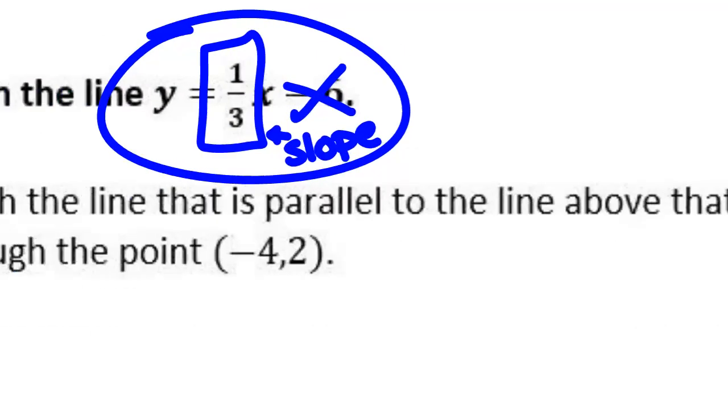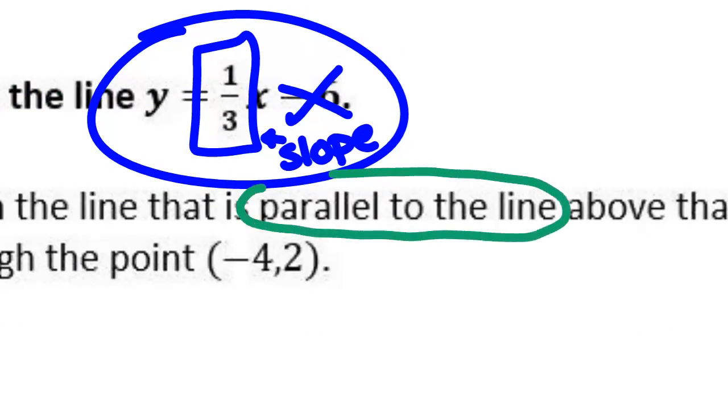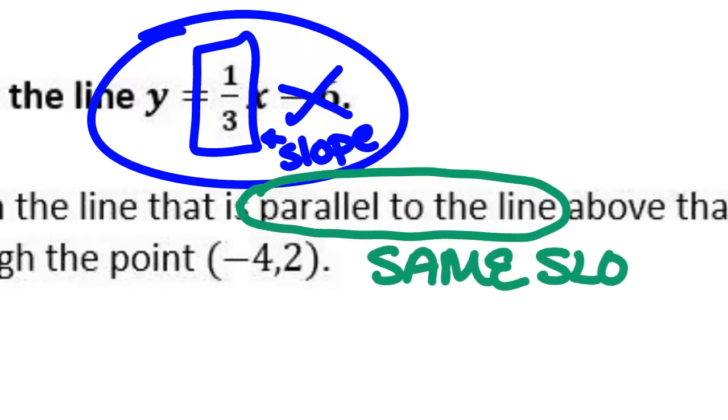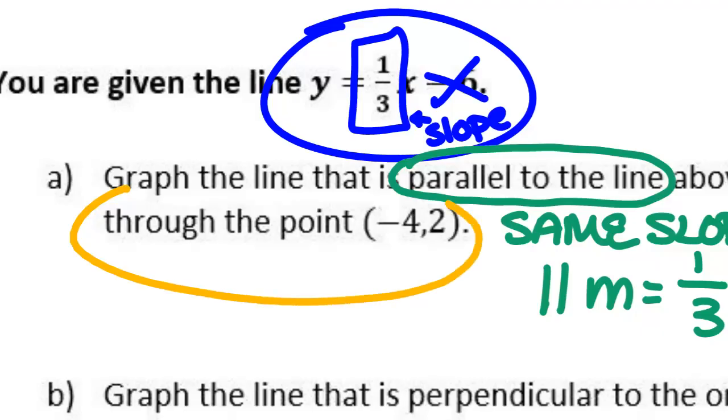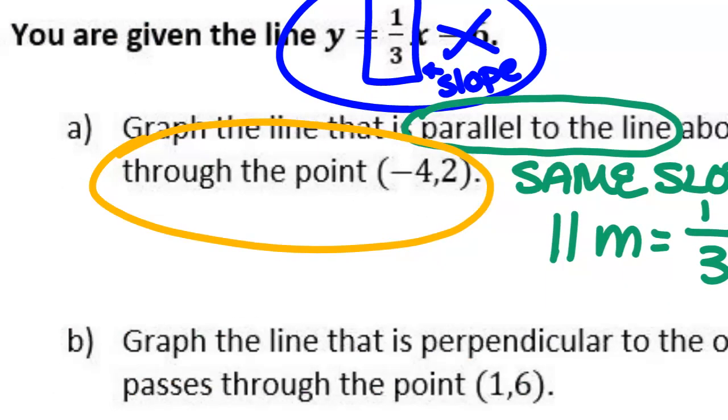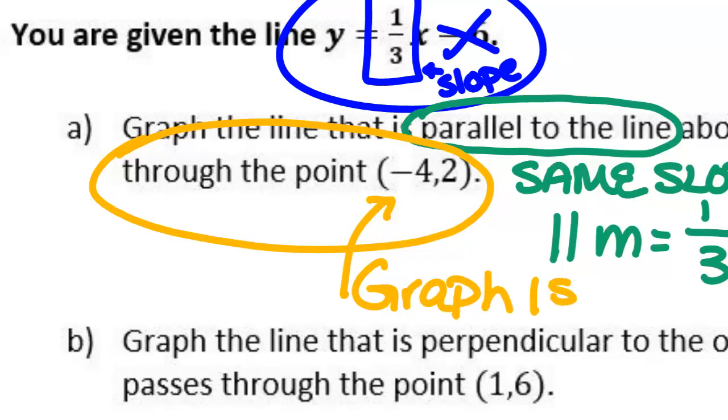We want a line that is parallel to this line, so it has to have the same slope. So my parallel slope is 1 over 3. But before I can do anything with that, I know it has to go through this point right here. So you have to graph this point first. You will not have a y-intercept in this picture that you plot. You plot this point instead, negative 4, 2.